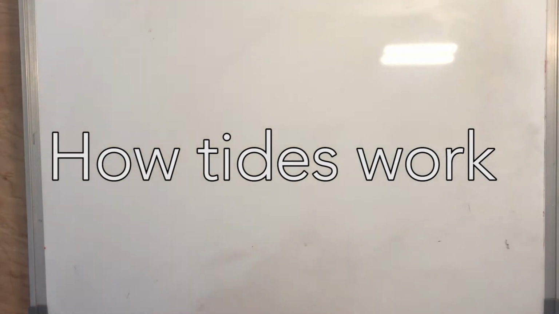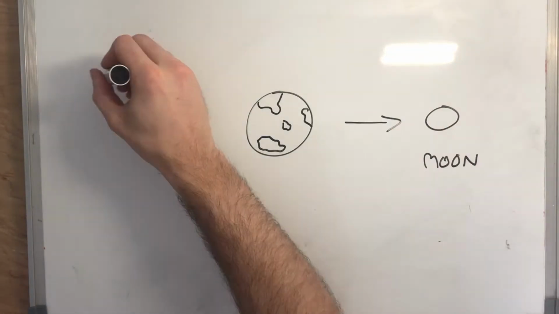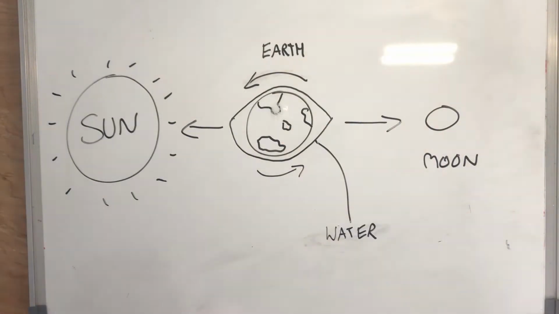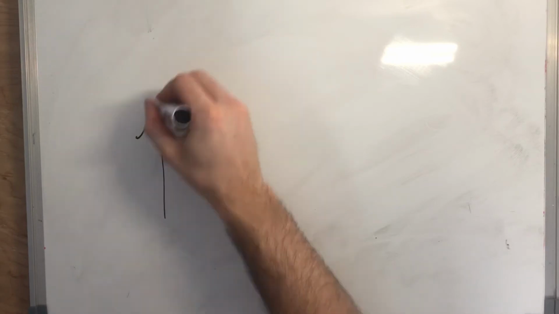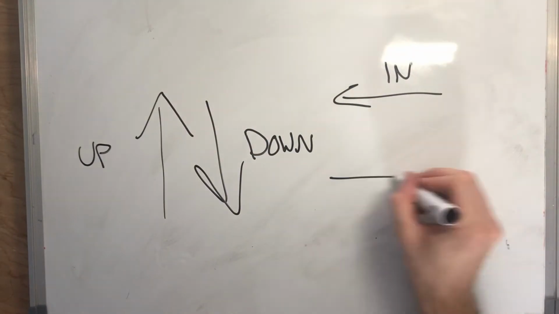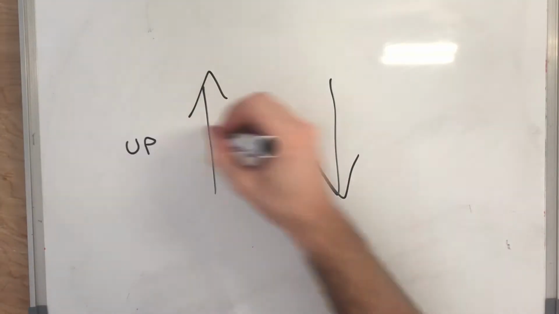So how do tides work? It's no mystery that tides are caused by the gravitational pull of the moon and the sun, as well as the rotation of the earth. As a result, for us windsurfers, we're interested in the tide going up and down, as well as the tide going in and out. Let's start with up and down.